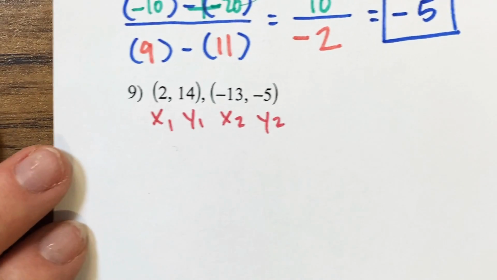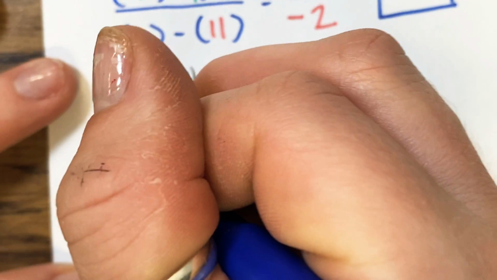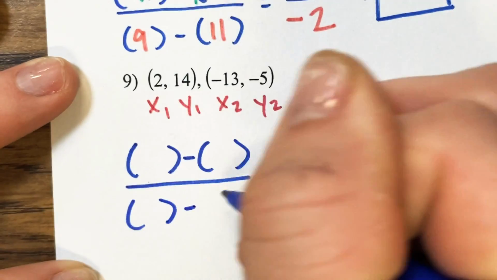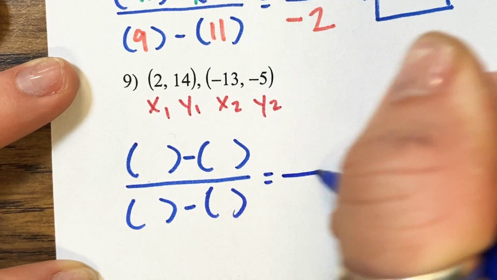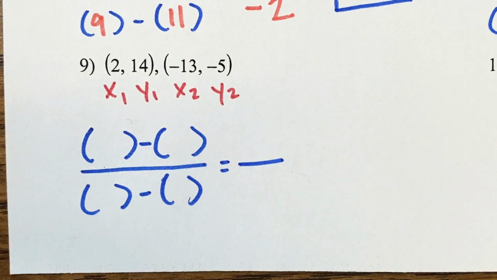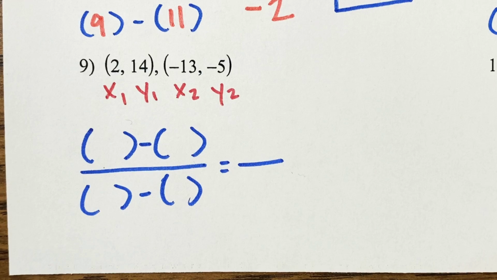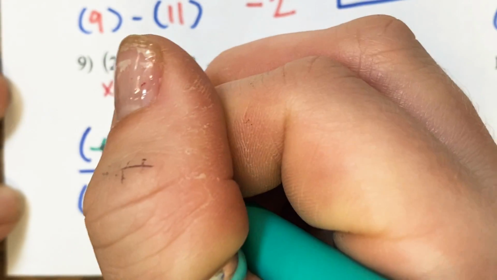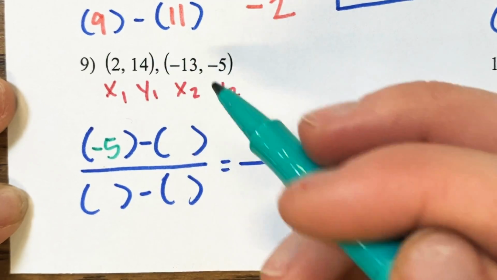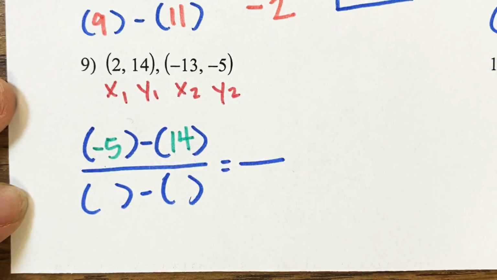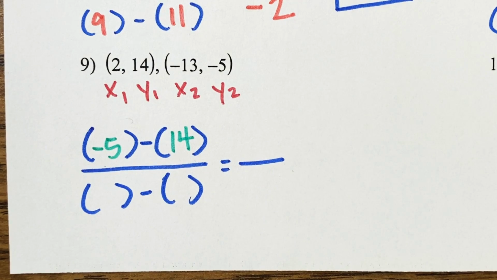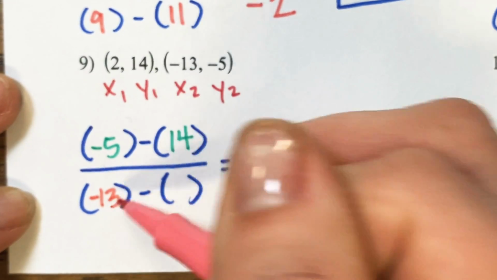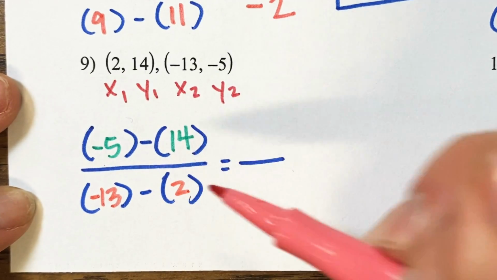Beautiful. Let's look at number 9. Okay, same thing. Write your formula just with the spaces: y2 minus y1 over x2 minus x1. And we're going to solve. Okay, my y2 is my first space right here. That's going to be negative 5. y1, my next space, positive 14. Okay, on bottom are my x's. x2 comes first, so negative 13. And x1, 2.